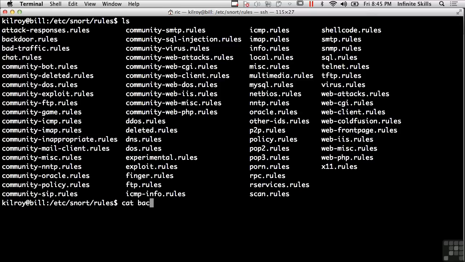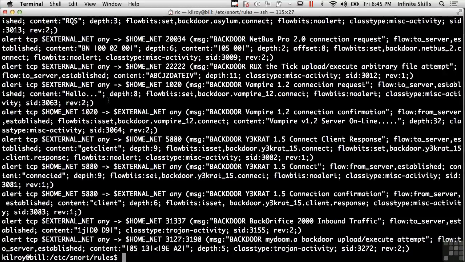So I could take a look at backdoor rules. For example, the one at the top says alert on a TCP packet, any external network, and the source is any, and the destination is the home network, and these variables that have the $ sign in front of them are defined in a configuration file. And there's a lot of other details here about flow bits and offset and some other stuff. You have to know a fair bit about what the packet looks like in order to write these rules for this.